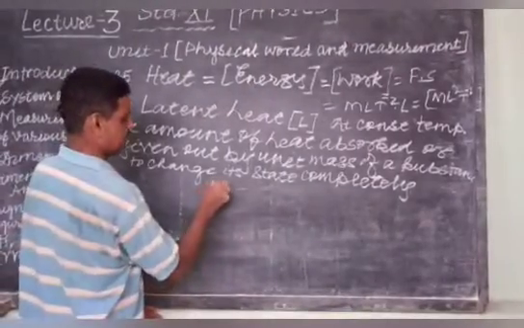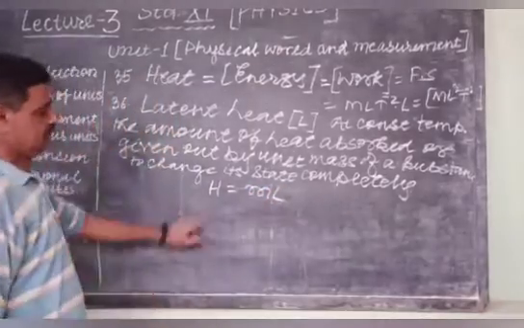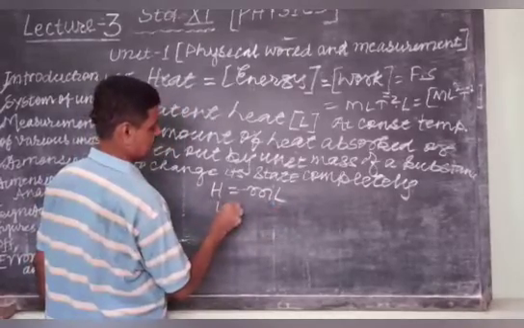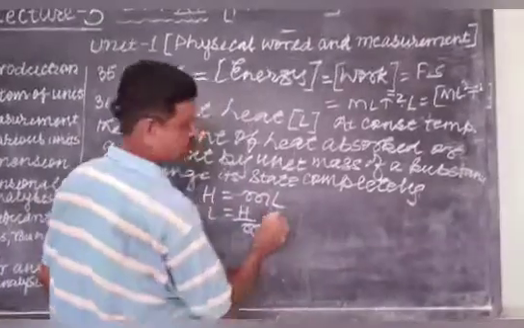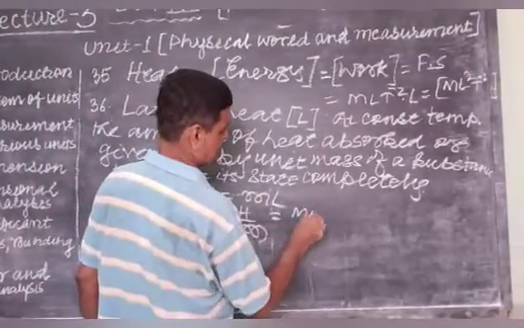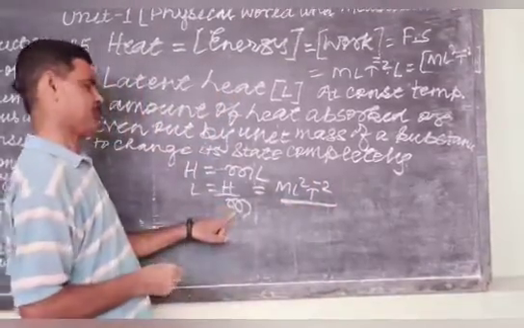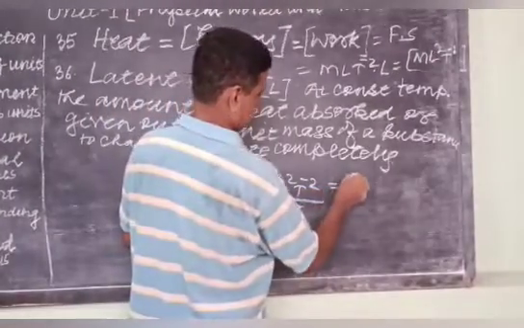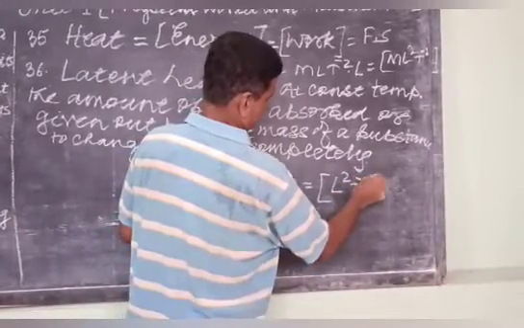There is a formula that is H is equal to mL. So L can be written as H by m. H means amount of heat, and that heat is m L square t to the power minus 2 divided by mass m. This cancels, and finally it is L square t to the power minus 2.